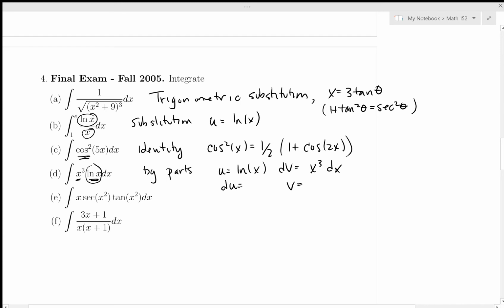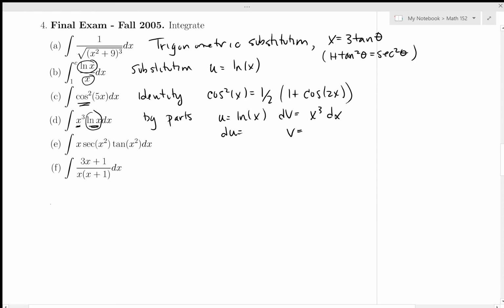So where are we at here? E. Let me just make a little bit more space. What am I going to do for E? I'm seeing it's x times secant squared times tangent squared. Let me just write E down so we're clear what I'm looking at. That is x secant of x squared tangent x squared dx. What I'm seeing is that I have an x squared here and here, and then I see basically the derivative of x squared there. So I would let u be equal to x squared, and then du be equal to 2x dx.